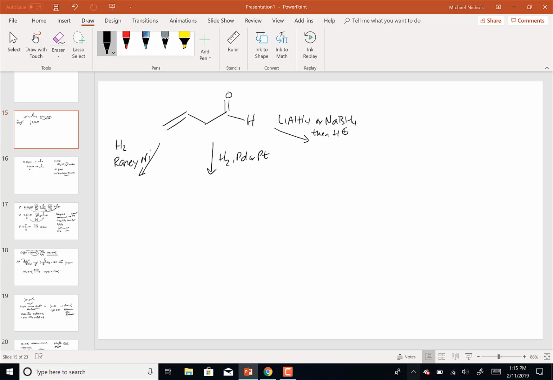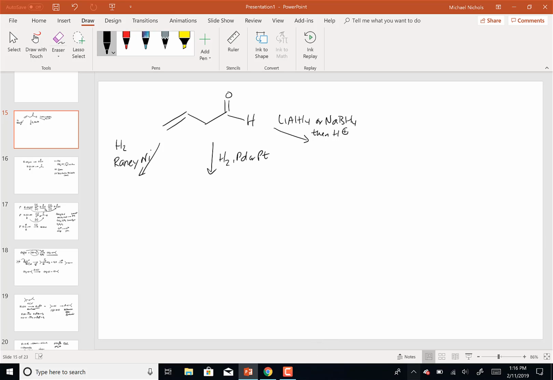And what's better is Raney nickel. And Raney nickel is basically kind of a porous nickel. It's got a high surface area. Since the reaction occurs on the surface with the hydrogen gas absorbing there, the more surface area you have, the hotter it is as a catalyst. And so it will reduce the carbonyl. It will sadly also reduce the double bond at the same time.